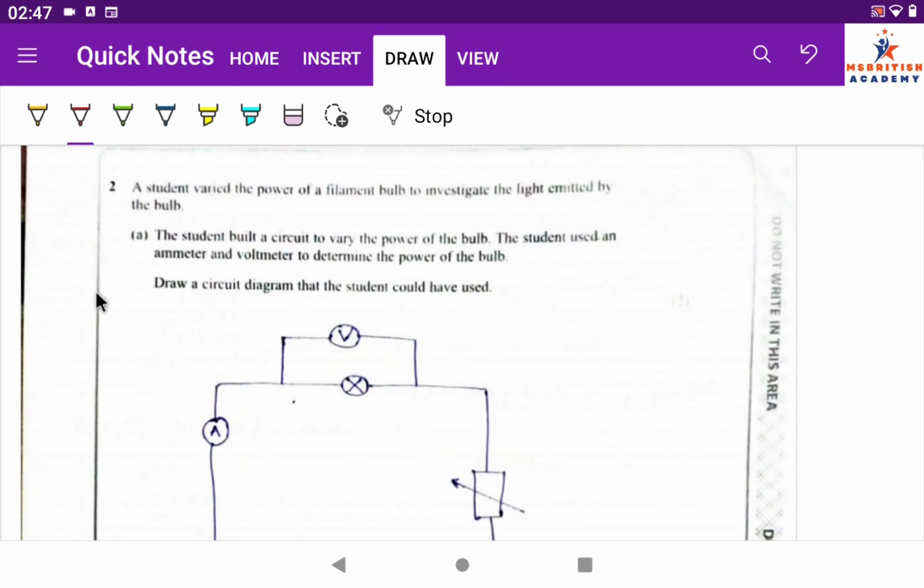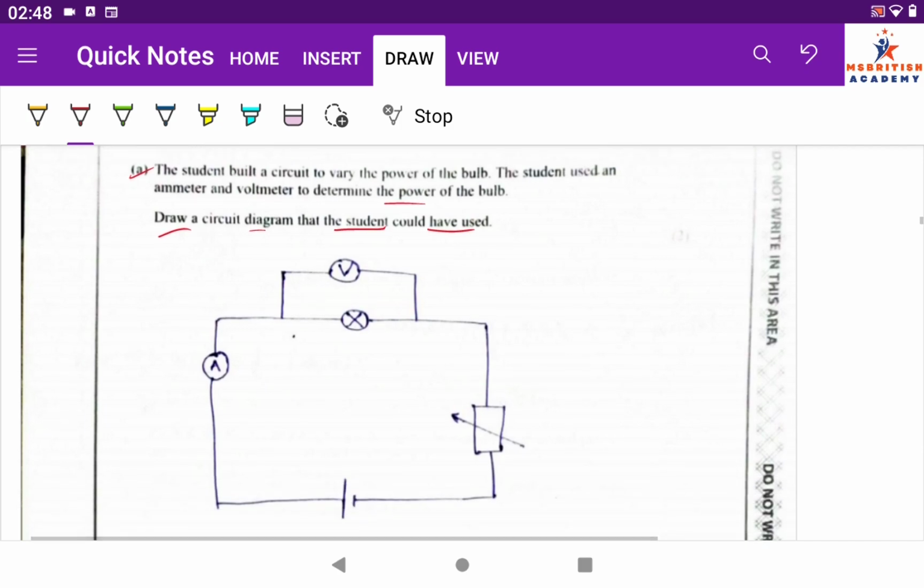Now question second. A student varies the power of a filament bulb to investigate the light emitted by the bulb. The student builds a circuit to vary the power of the bulb. The student uses an ammeter and voltmeter to determine the power of the bulb. Draw a circuit diagram that the student could have used.